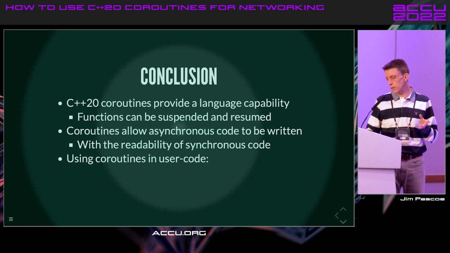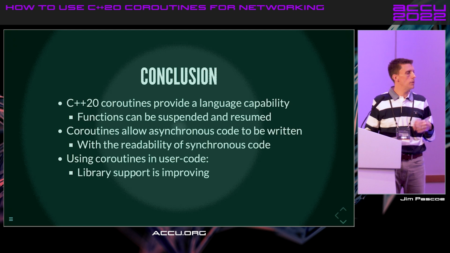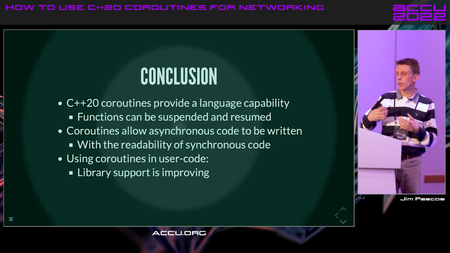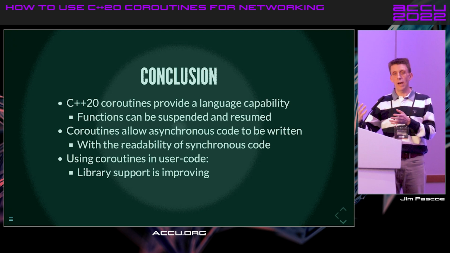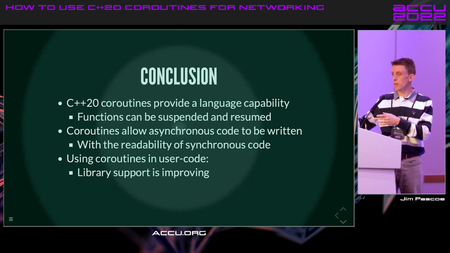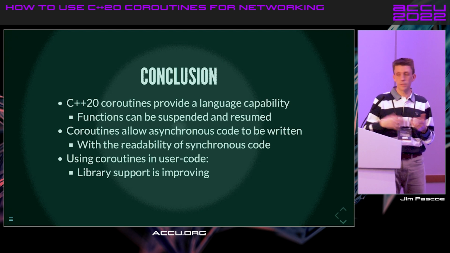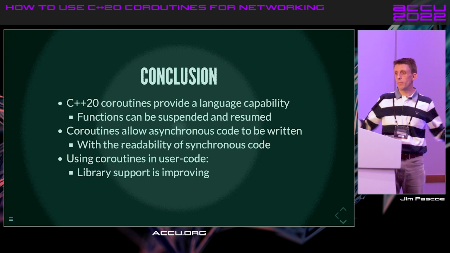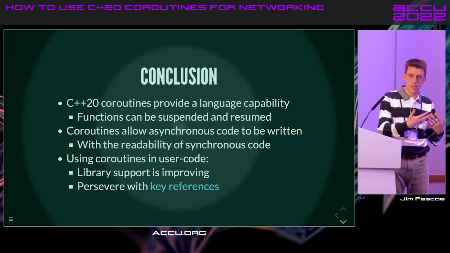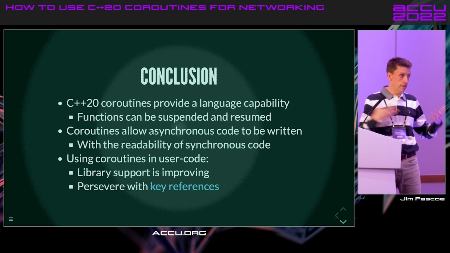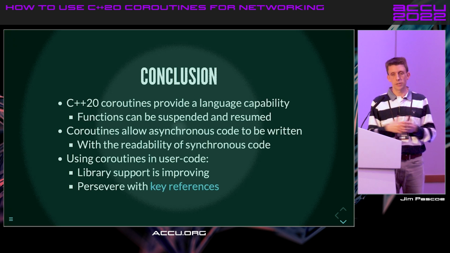Library support for user coroutines in user code is improving. Personally, if your goal is to understand what's in C++20 coroutines, I would start with the references. I would start with what's in Boost.Asio in particular. That's very good. But there are other libraries that are using coroutines. Have a look at CppCoro. Persevere with the key references. Like I said, there is quite a lot of complexity, but it's quite rewarding, and you're getting insight into some really interesting stuff.